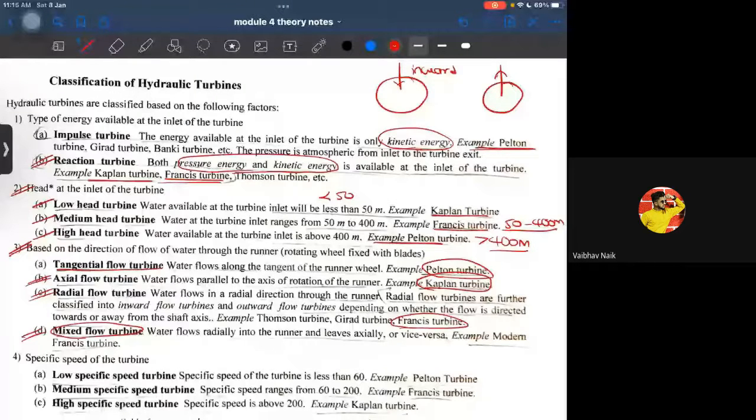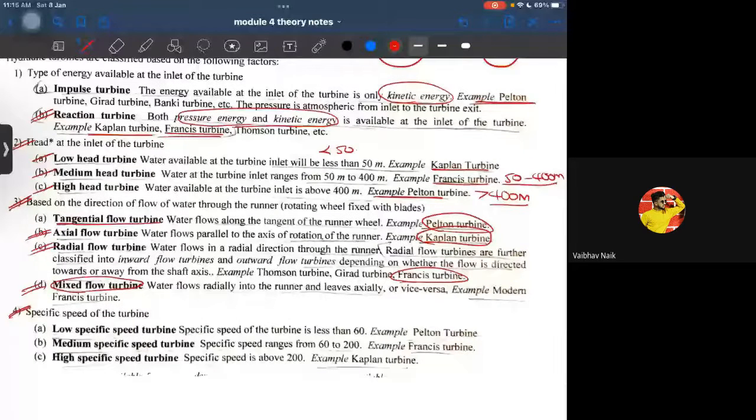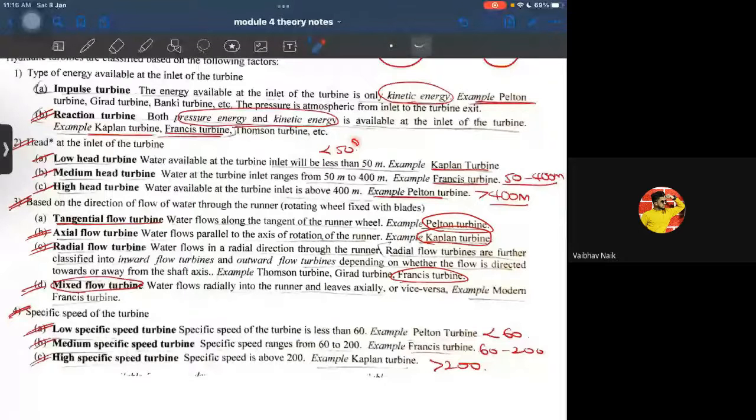Based on specific speed as well, you can classify the hydraulic turbines into low, medium, and high. For low specific speed, the turbine should be less than 60. For medium, it should be 60 to 200. And for high, it is above 200. So you have to remember all these values for the classification based on head and classification based on specific speed, to write your answer very precisely.